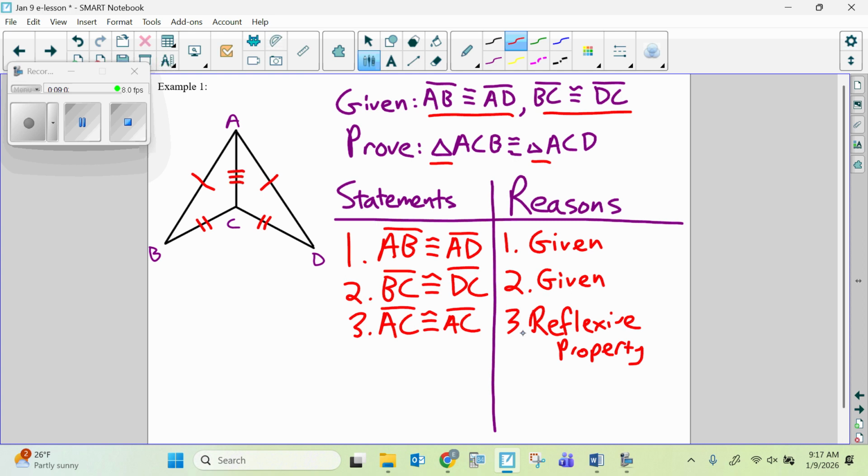Now have we gotten enough evidence, enough statements and reasons to say that these 2 triangles have to be the same? The answer is yes. So my very last statement, by the way, your very last statement is always what you're trying to prove. Your very last statement here is that triangle ACB is congruent to triangle ACD.